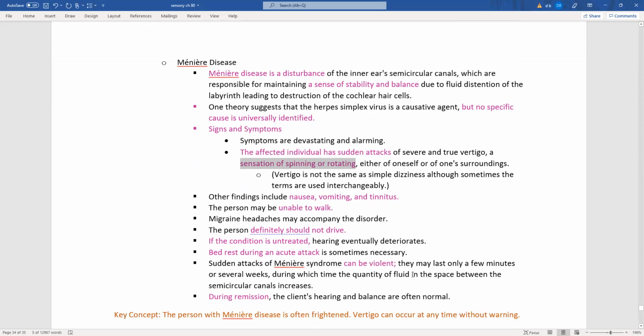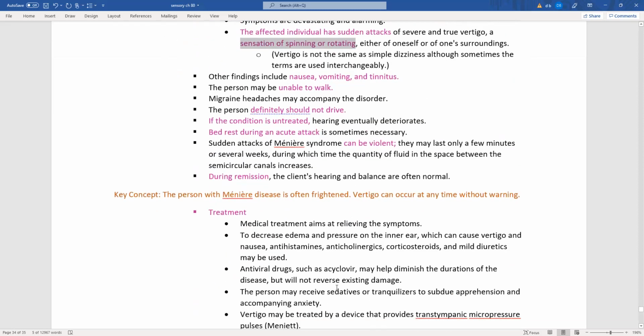During which time the quantity of fluid in the space between the semicircular canals increases. During remission, hearing and balance are often normal. So, key concept to remember: the person with Meniere disease is often frightened like a motherfucker. I can imagine. Vertigo can occur at any time without warning. That bitch just hits your ass. It just hits you. That's it.